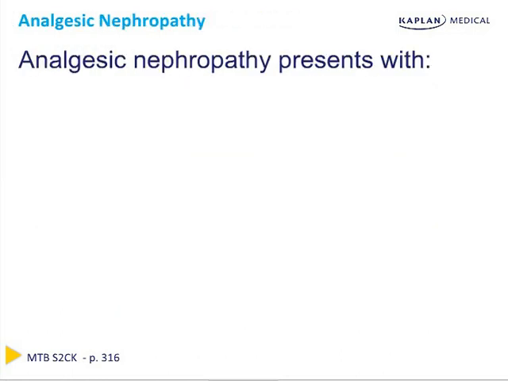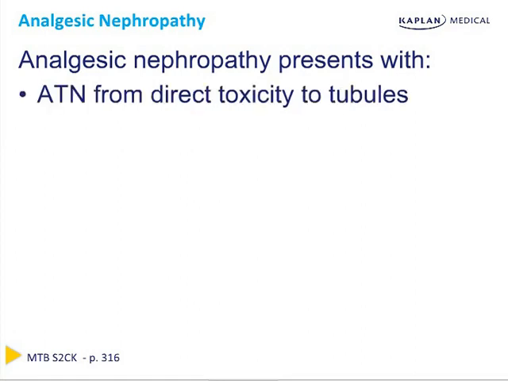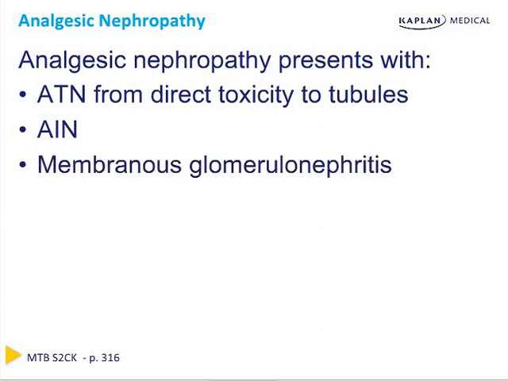Analgesic nephropathy is a type of intrinsic acute kidney injury related to taking pain relievers. It presents as ATN from direct toxicity to the tubules. It can also manifest as acute interstitial nephritis, membranous glomerular nephritis, or papillary necrosis.